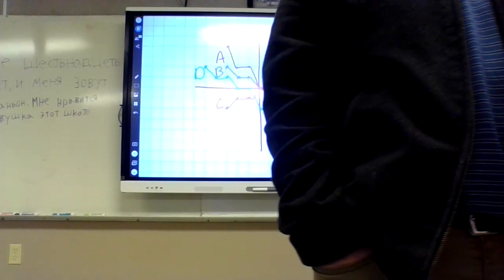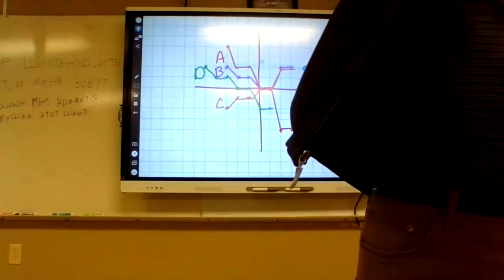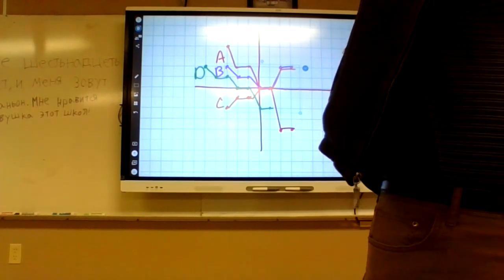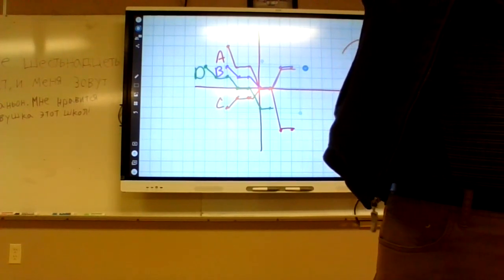Another way to find the amplitude is to do the height of the graph. 4 minus 1 is 3. And then cut that in half. So 1.5. Yes. Is that what you said? 1.5.